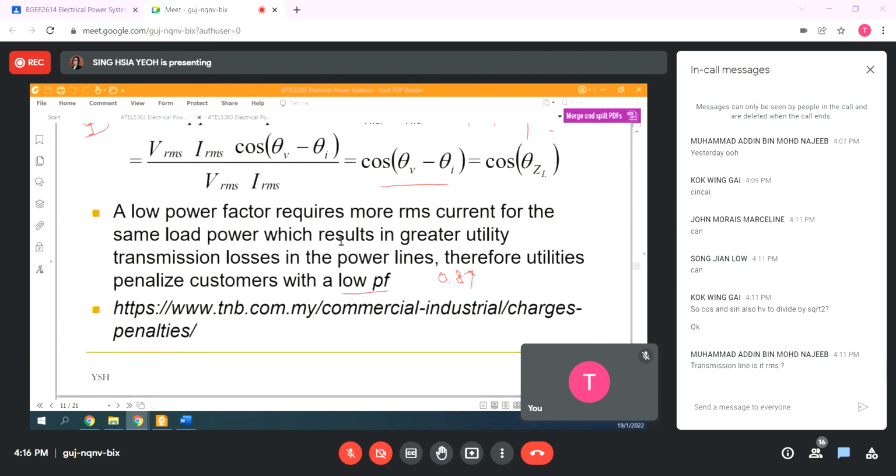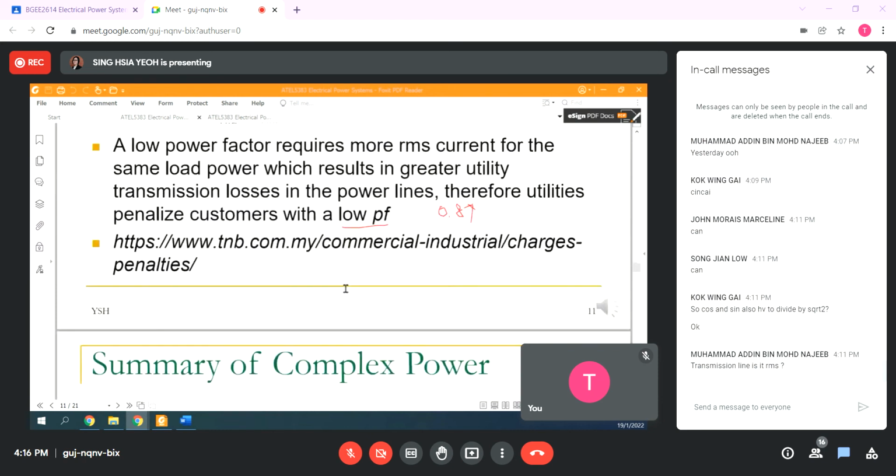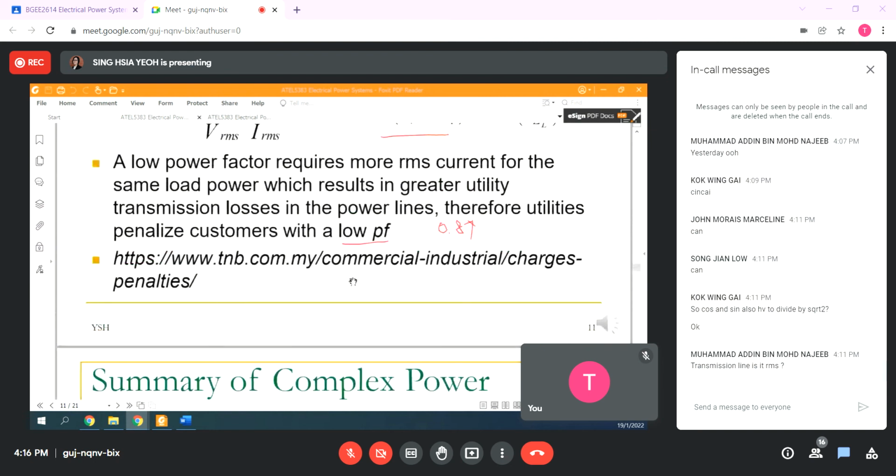Yeah, you can have low power factor, but again, TNB will ask you to pay a penalty because low power factor will cause higher current. Higher current means you need a bigger size of cable, which is more costly. So you have to increase the power factor. Normally in every factory with an incoming power supply, we'll have a power factor regulator, which automates the system to increase the power factor.